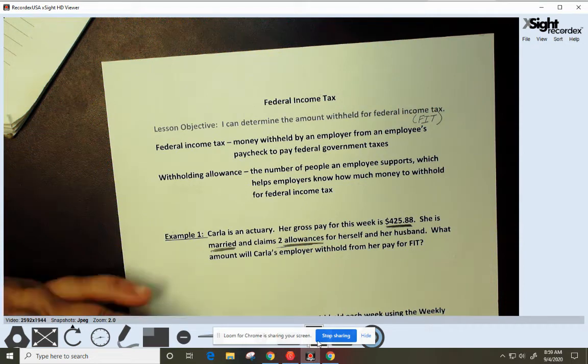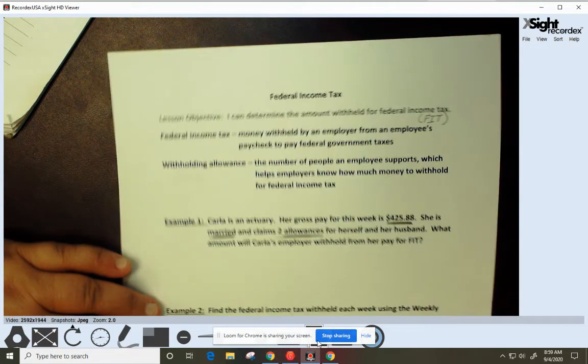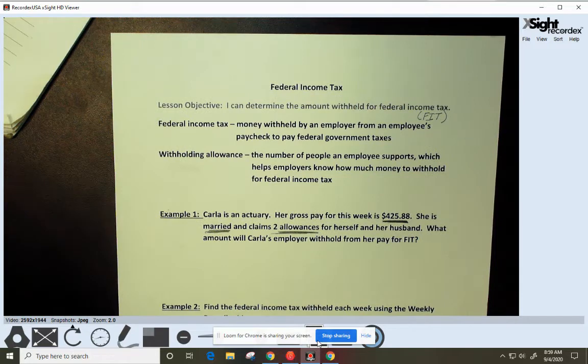Okay, today we're going to look at our federal income tax. We've been looking at figuring straight time, overtime pay, different ways that I can get paid. But we all know that if we have a job, we're going to have taxes taken out. So our objective today is to be able to figure up the amount of federal income tax that's going to be withheld out of my check.